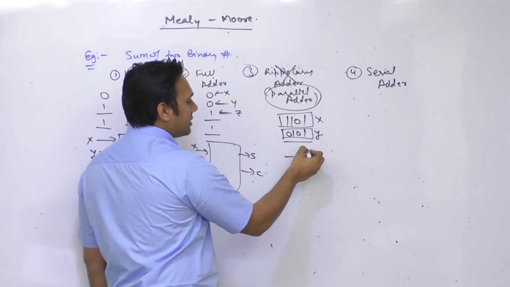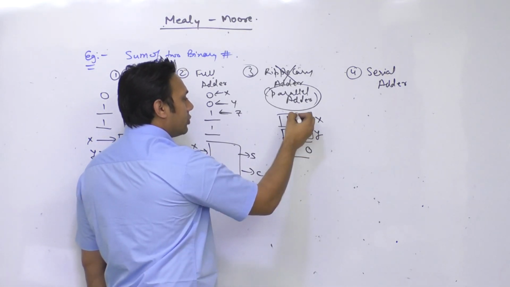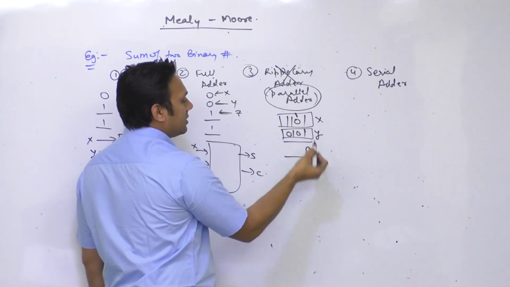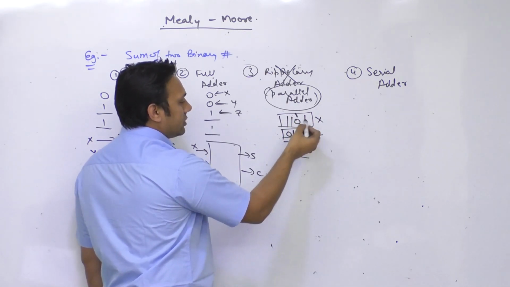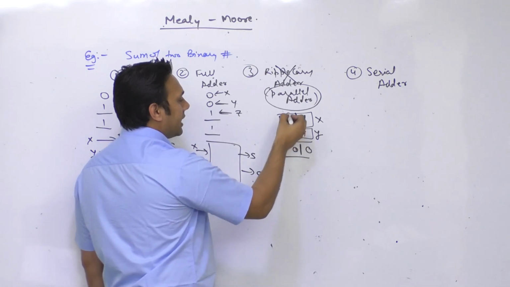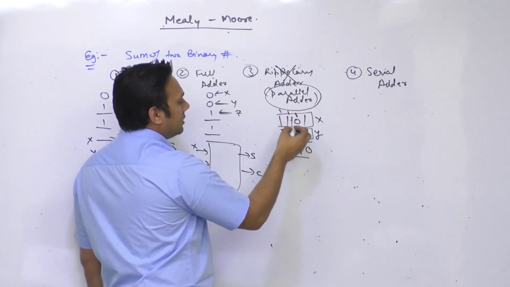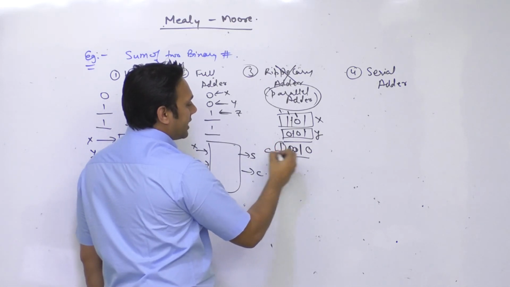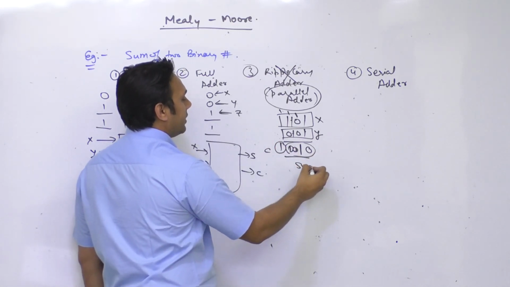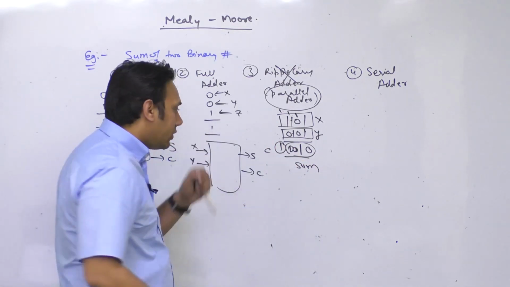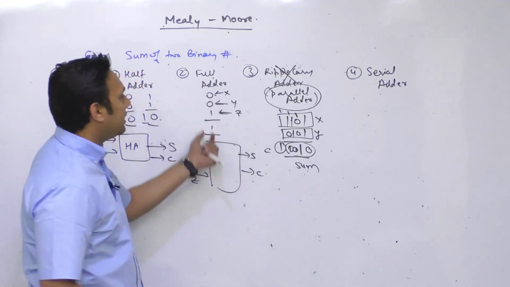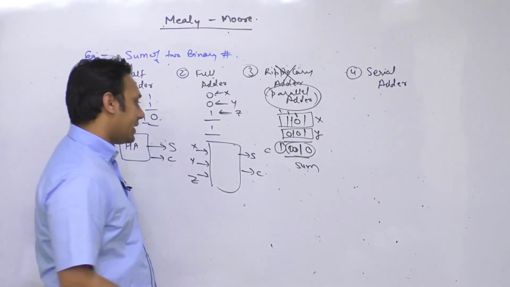For example, 1 plus 1 is 0, but the carry is going to be 1. Again 1 plus 0 is going to be 1, and there is no carry. 1 plus 1 is 0, but the carry is 1. So 1 plus 1 plus 0 is 0. Again the carry is 1. So again this will be a carry and this will be a sum. In this case, what you can do is use these full adders to implement this ripple carry adder.